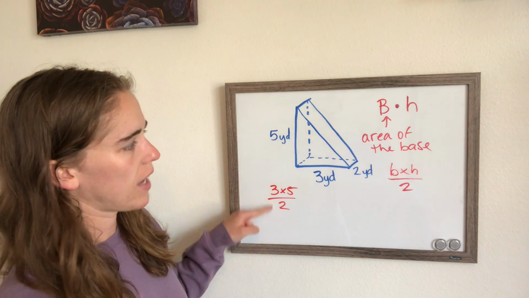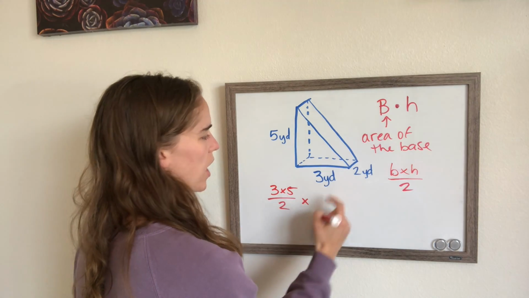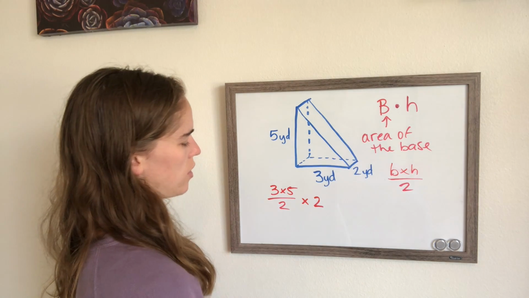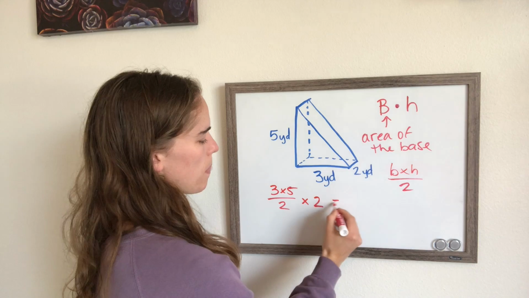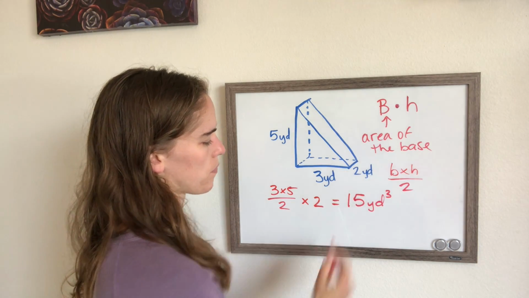This gives me the capital B, or the area of the triangle, and then we're going to multiply by the height of the prism, which would be 2 on this one. Okay, so we're going to take 3 times 5 divided by 2, and then multiply by 2. We would end up with 15 yards cubed.